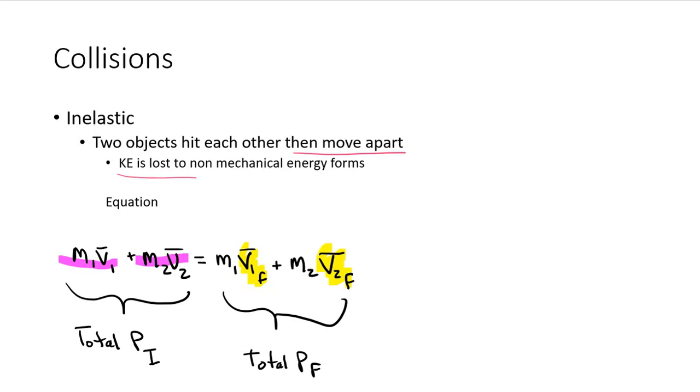But it is a situation where two objects hit each other and then they move apart, and kinetic energy is lost in forms of other types of energy: sound, heat, work, right? So kinetic energy is lost. Most collisions that we see are inelastic collisions, right? So let's do a 2-dimension one, and then we'll do a 3-dimension one.